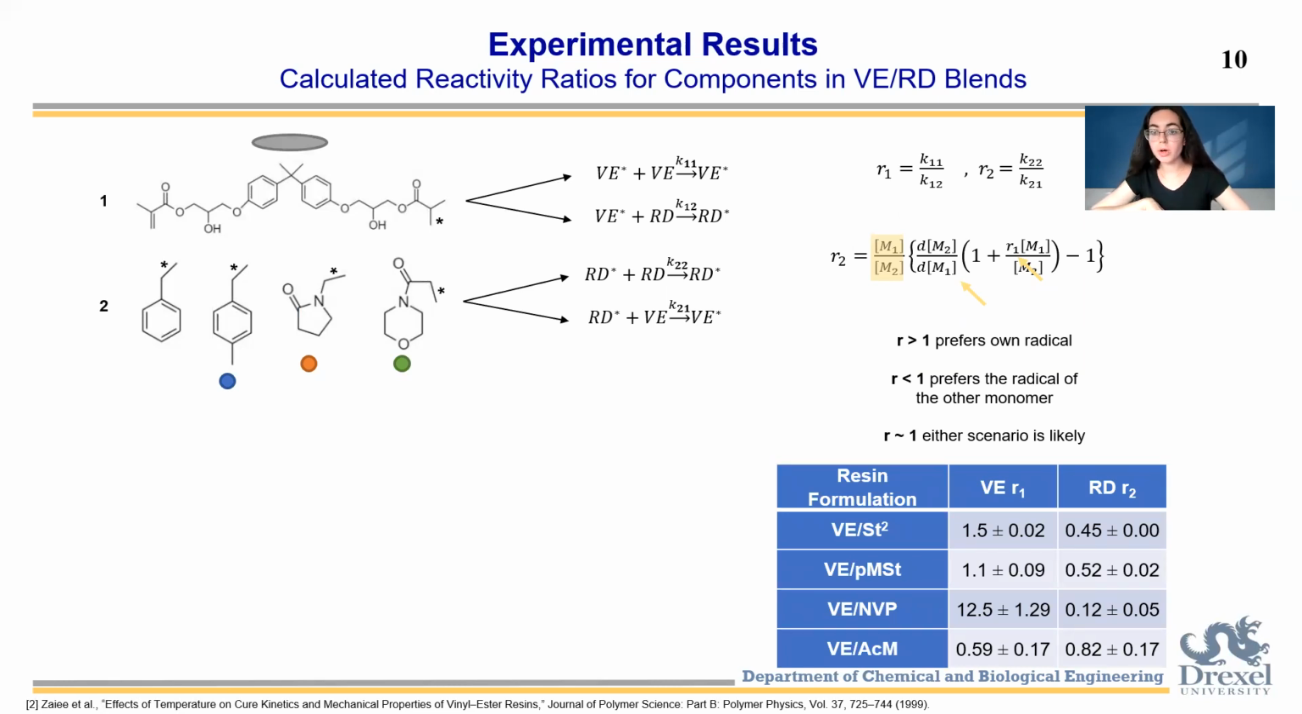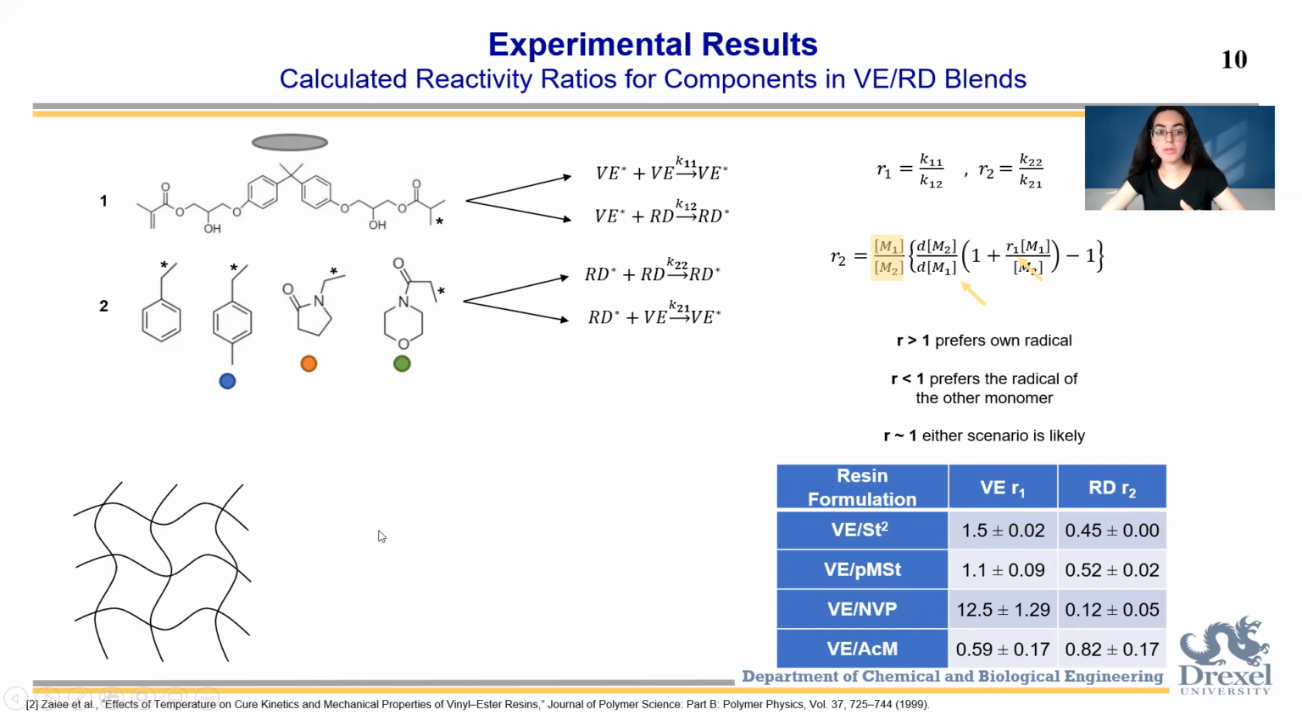When R is greater than 1, it indicates that a component prefers its own radical. When R is less than 1, this indicates that a component prefers to transfer its radical to the radical of the other monomer. And then if R is around 1, then either scenario is equally likely. And if we just take a look at these systems here, we see that all the numbers are very different.